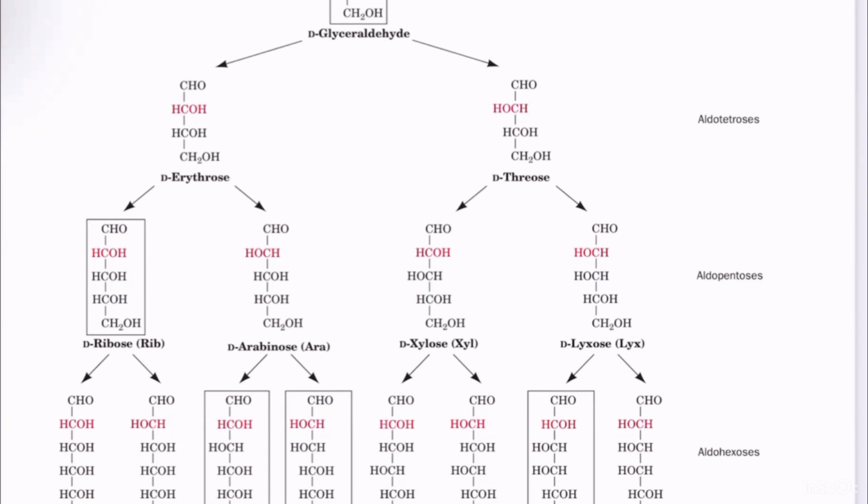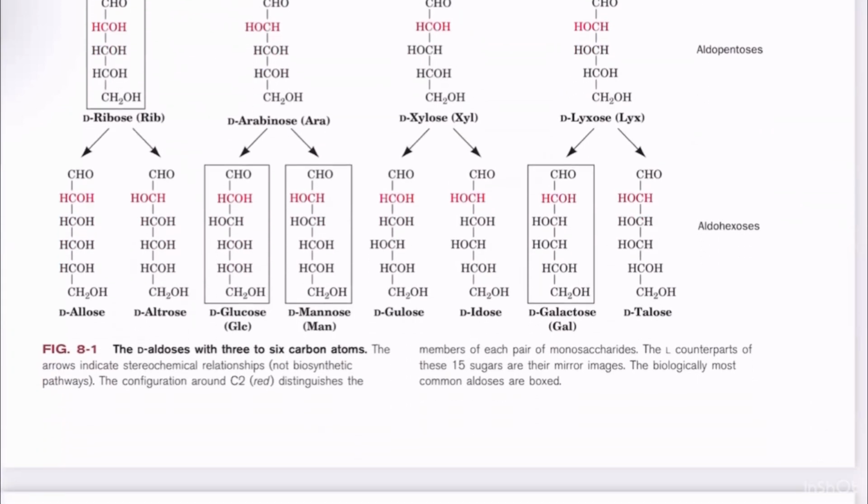Remember, all carbohydrates exist in D form, because there is a mnemonic, DCLA, right? L is for amino acids and D is for carbohydrates. We are only sticking to the D form.